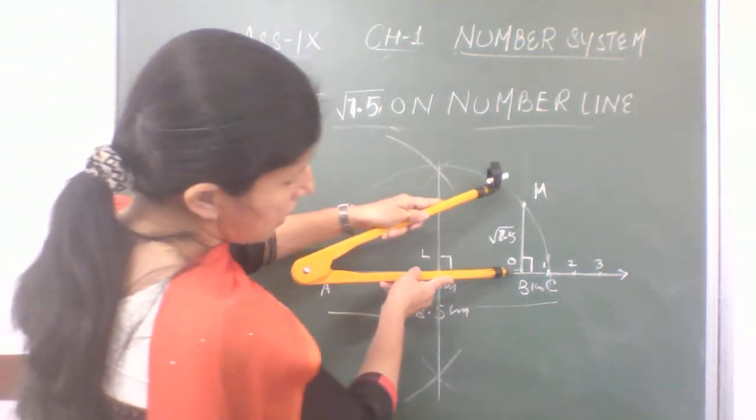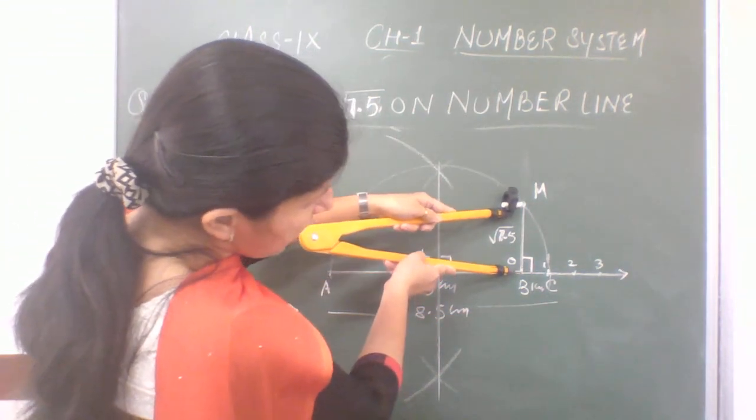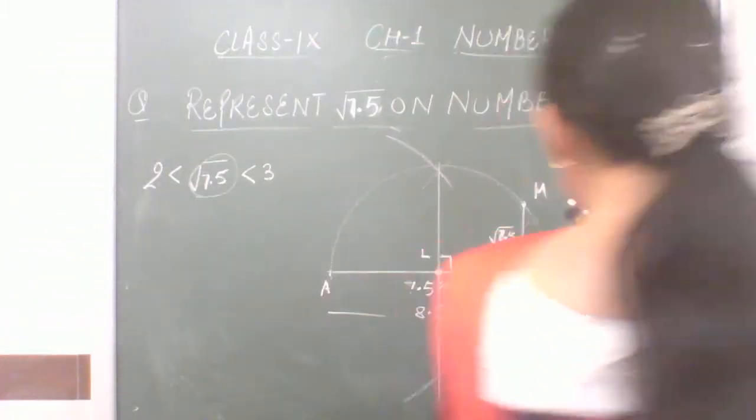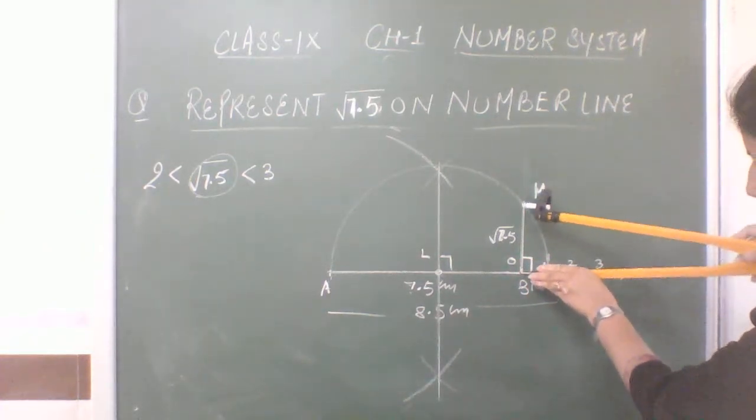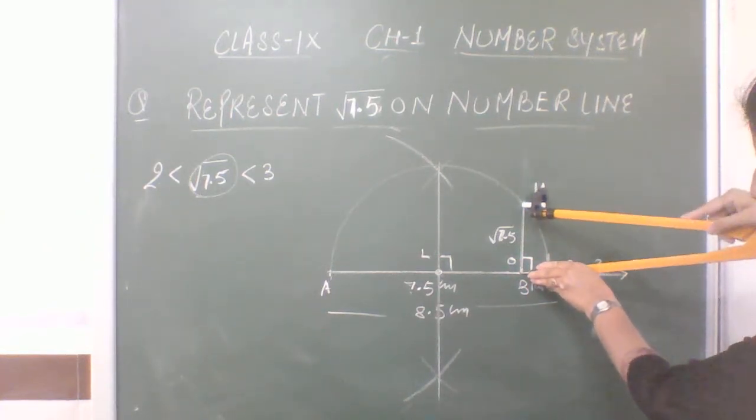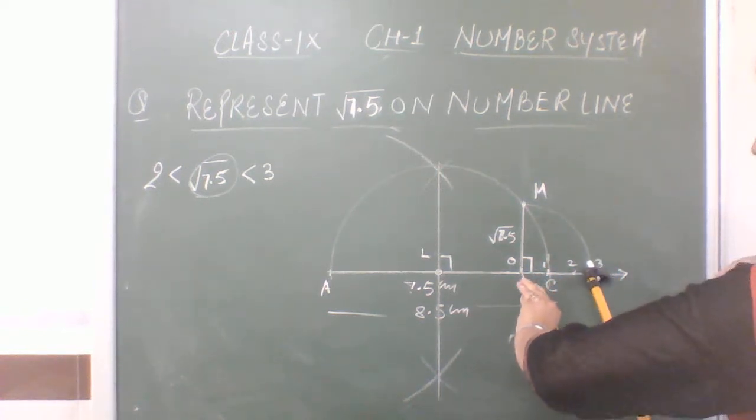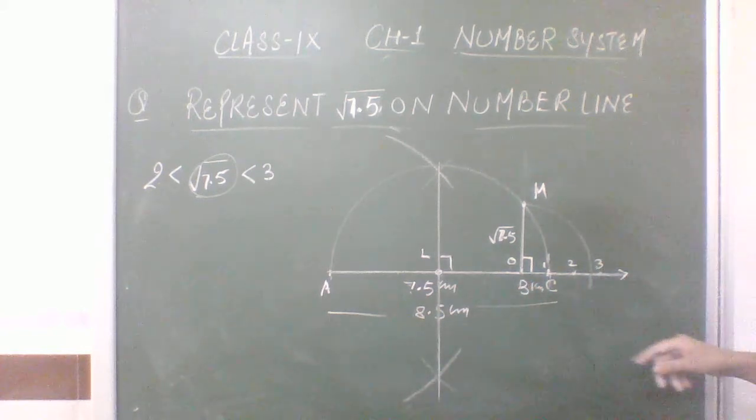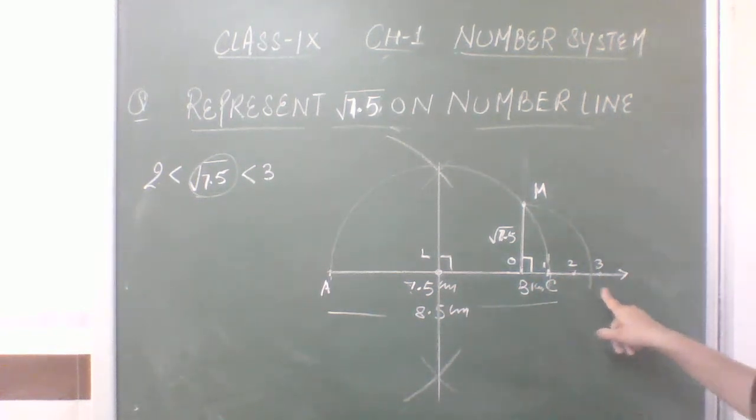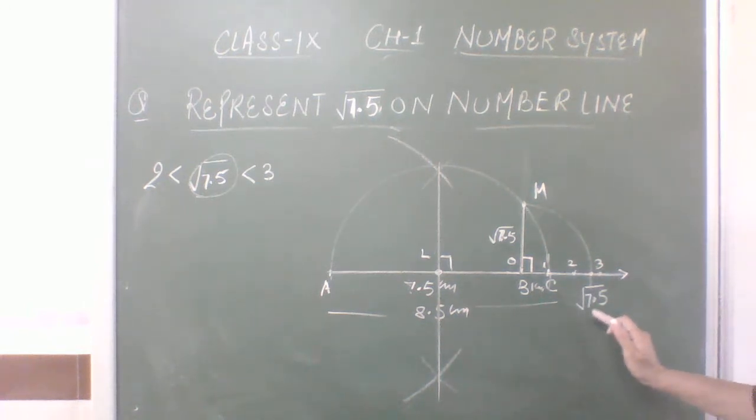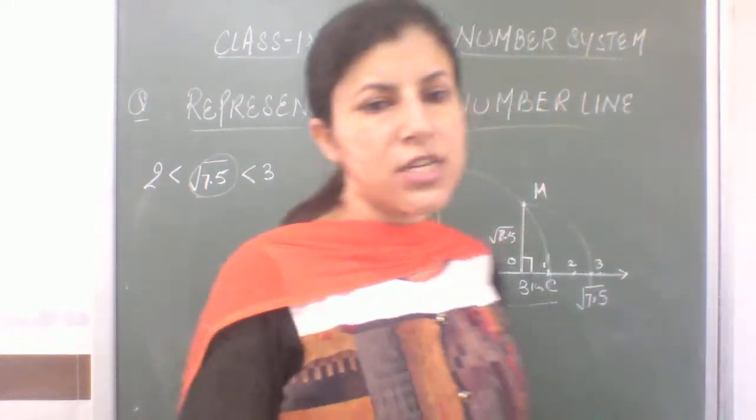Open your compass up to the length of BM. जितना इस perpendicular का length है उतना अपना compass खोलिए and then drag it down. Open your compass up to the length of BM and mark an arc like this. It is lying between somewhere 2 and 3, right? And this point is root 7.5, where it is intersecting our number line. This point is root 7.5.